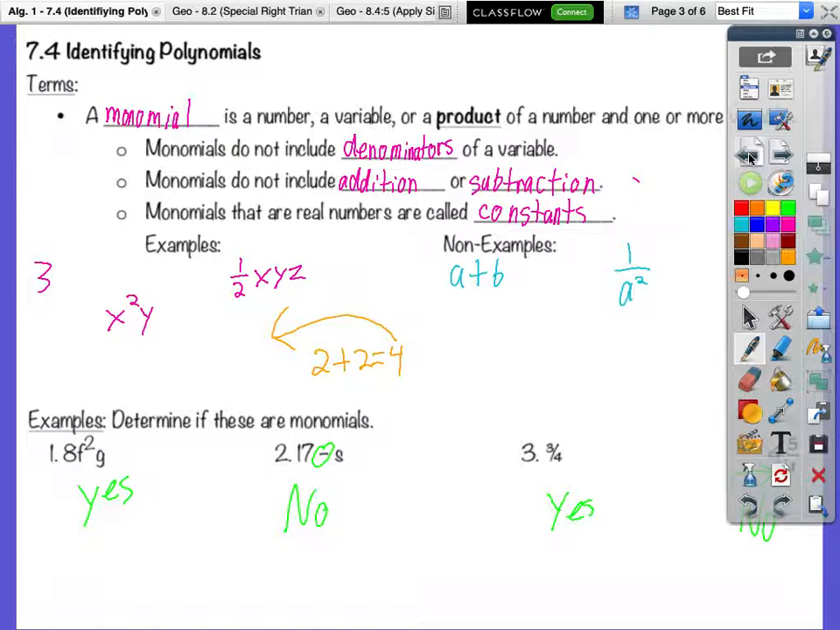We walked through some examples of what monomials were. All of these on the left were monomials. This is okay because it's a product. There's no addition or subtraction. It's still all one thing together. This is okay because even though there's a denominator, it's a number in the denominator, not a variable. This is not a monomial because there's an addition. This is not a monomial because there's a variable in the denominator. We walked through all of these, asking whether these are or aren't monomials.